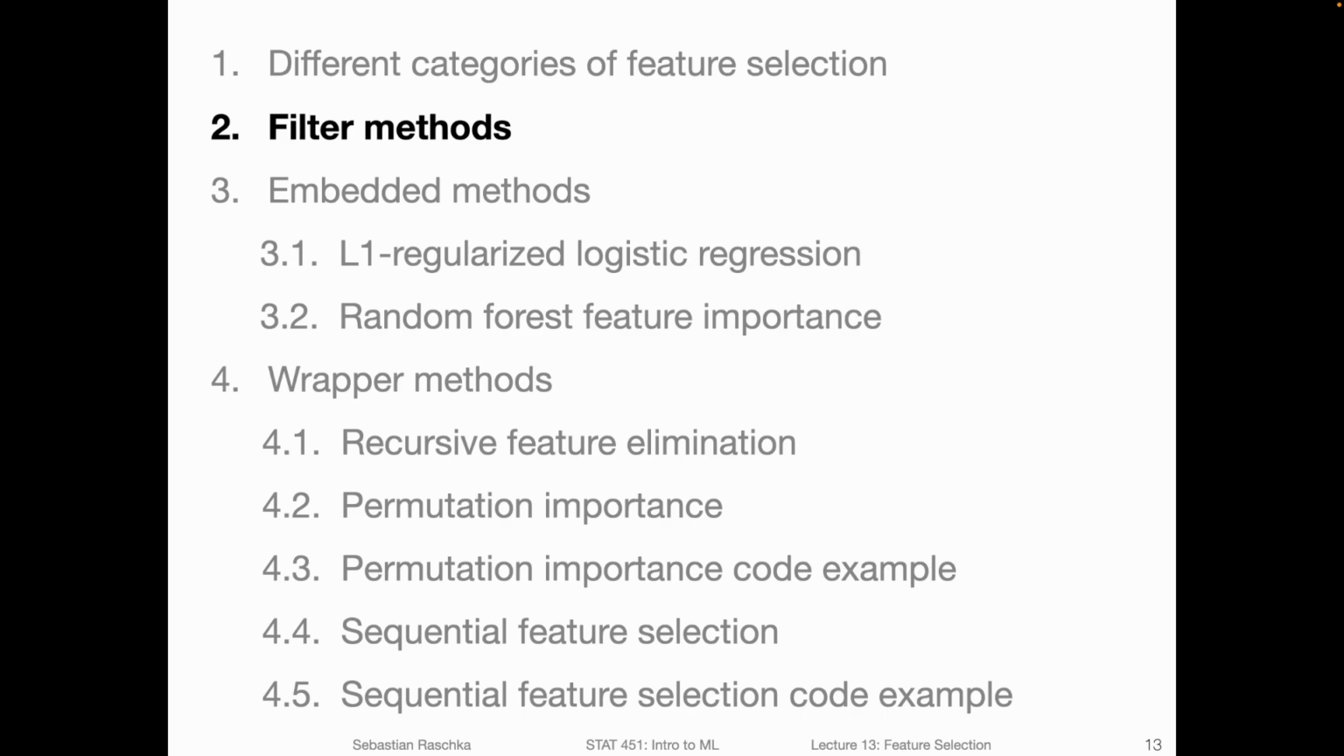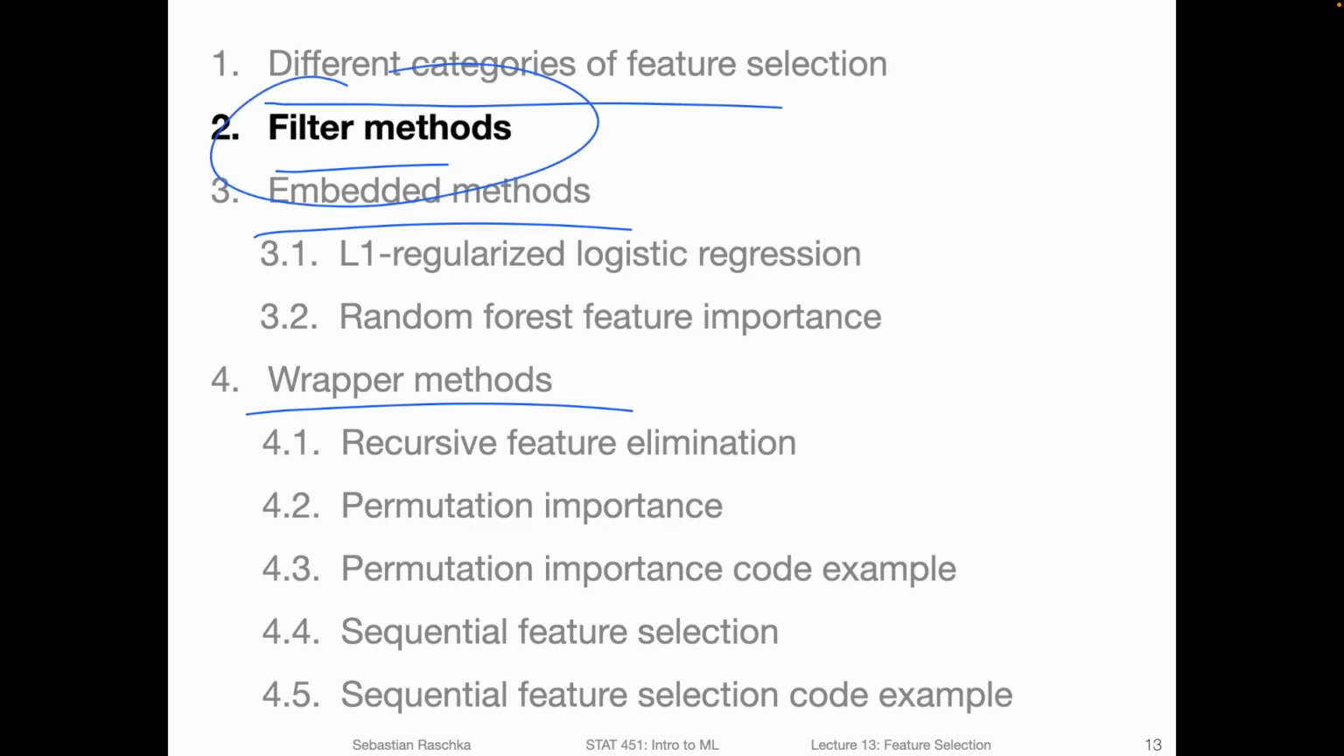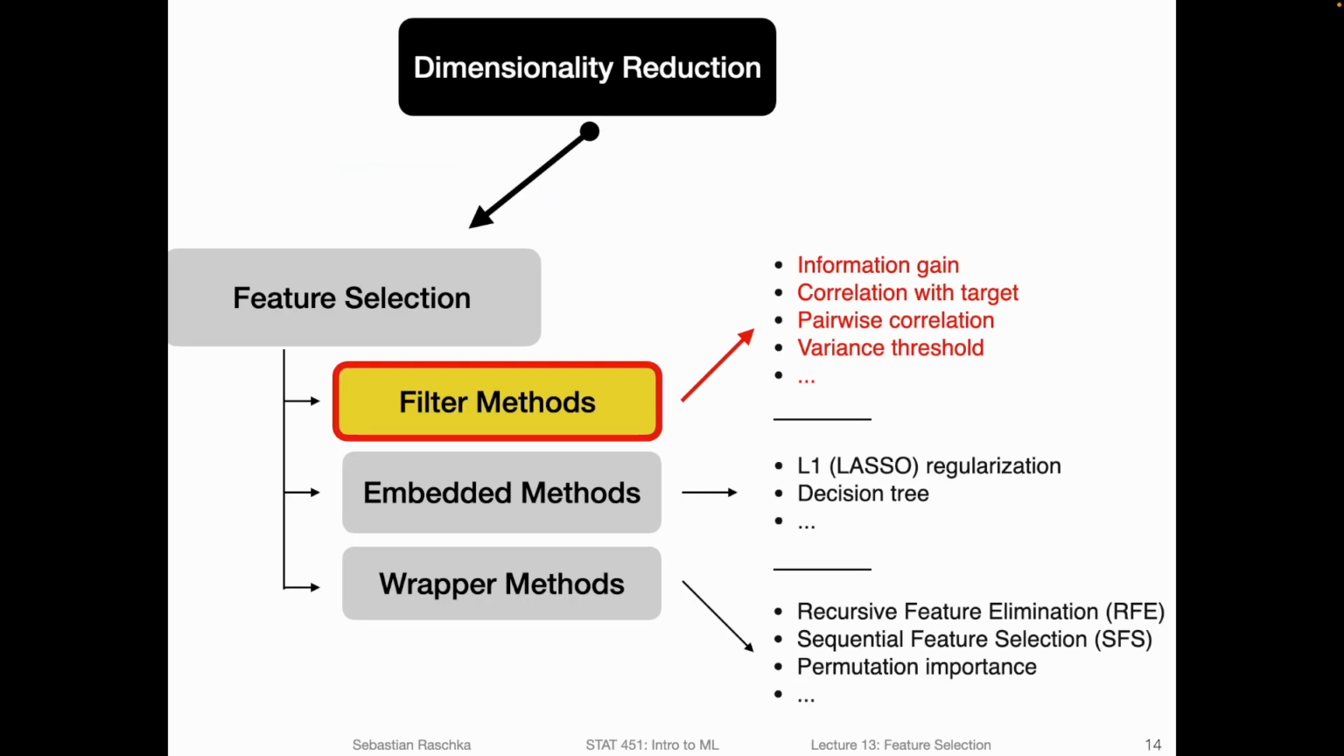Yeah, so in the previous video, we discussed the three different categories of feature selection, namely the filter methods, the embedded methods, and the wrapper methods. Now let's dive a little bit deeper into one of the categories, the filter methods. And then, of course, in the upcoming videos, we will also talk about the embedded methods and the wrapper methods. But now the star of the show in this video will be the filter methods.